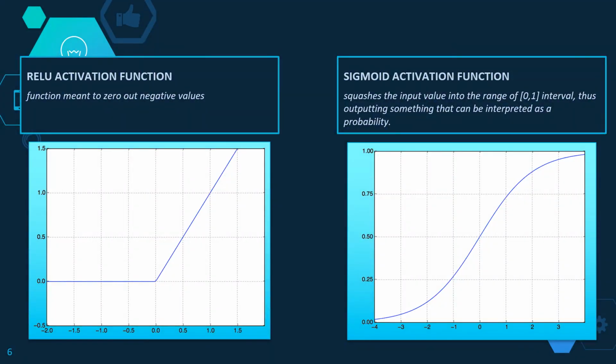Below are the two activation functions used in the layers. The ReLU activation function is meant to zero out the negative values, and the sigmoid activation function squashes the input value into the range of 0 and 1, so outputting something that can be interpreted as a probability.